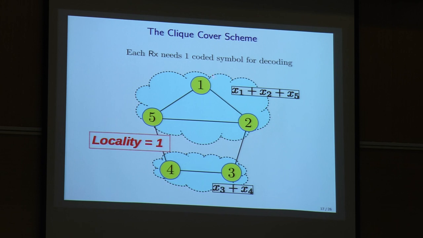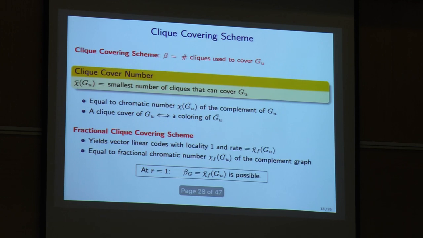Let's say you pick receiver number 1. He needs to listen only to this transmission. He already knows x2 and x5, he will cancel them. So naturally, locality here is 1. Okay. So again, the rate for this scheme equals the number of cliques that you use to cover. And the smallest number of cliques that can be used to cover a graph is called the clique cover number. It's again a basic idea from graph theory.